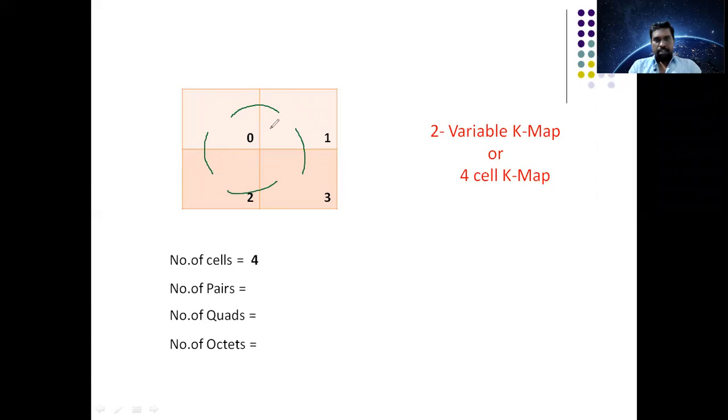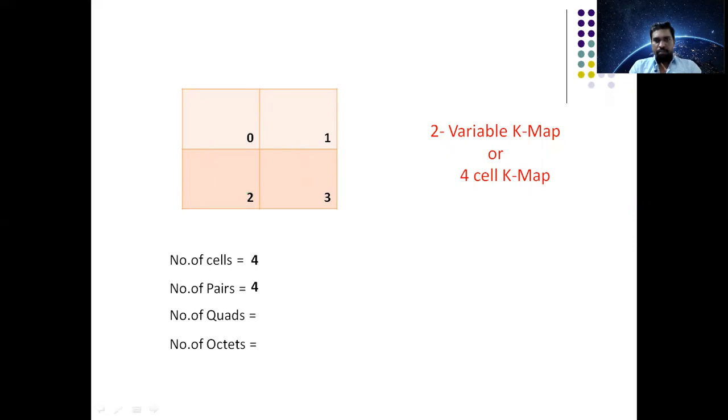Okay, right? So 0, 1 can act as a pair. 1, 3 can act as a pair. 3, 2 can act as a pair. 0, 2 can act as a pair. So in total we are having 4 different pairs in this K-map. Right? So number of pairs is equal to 4.